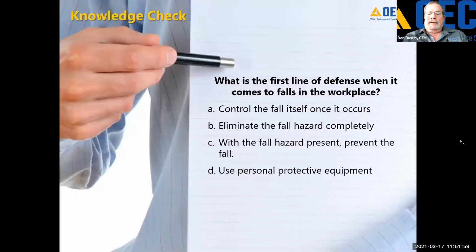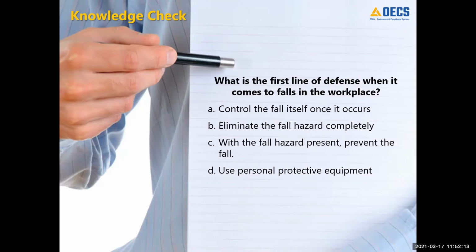All right. Heather, if you're listening, now's the time. First line of defense when it comes to falls in the workplace. All right, everybody. Your answers are: A, control the fall itself once it occurs. B, eliminate the fall hazard completely. C, with the fall hazard present, prevent the fall. Or D, use personal protective equipment.